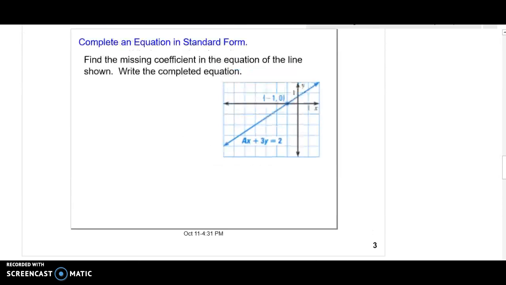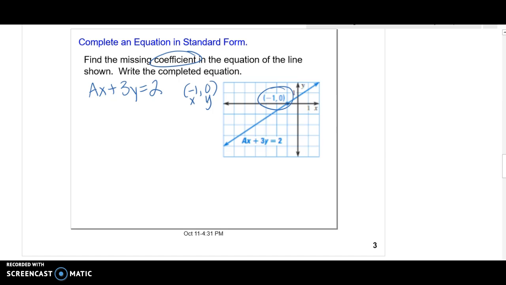All right, so for this one, we want to find the missing coefficient in the equation. So if we look at this, we have this equation that they gave us. So we have ax plus 3y equals 2. They want us to find the coefficient, which is a. Well, they also give us this point. So we have -1, 0.